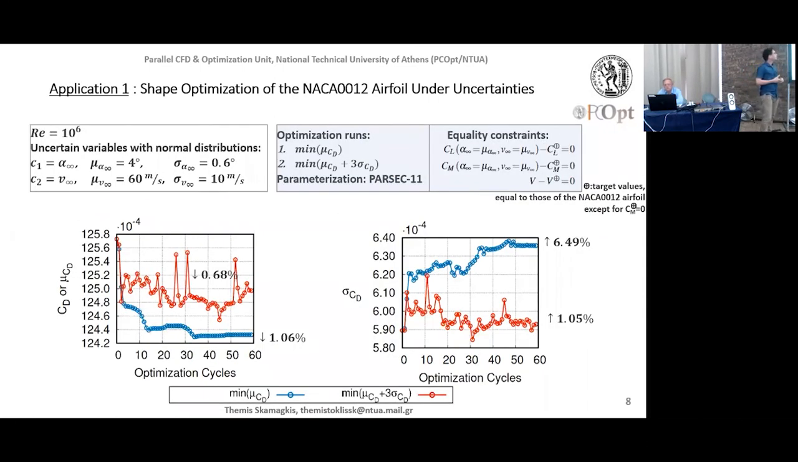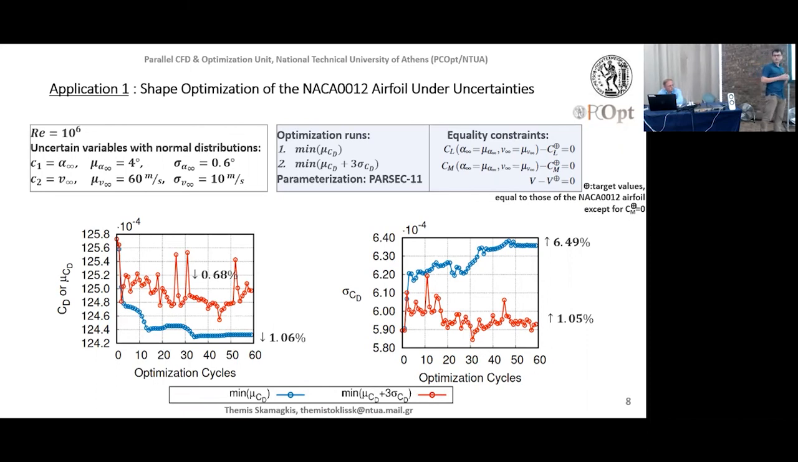In the first one, the NACA 12 airfoil was optimized in the presence of uncertainties at a Reynolds number of 1 million. You can see the values of the uncertain variables here, the mean value and standard deviation, on the left. Two optimization runs were performed, one for minimizing the CD and one for minimizing the CD plus 3 times the standard deviation. The airfoil was parameterized with the PARSEC 11 technique.